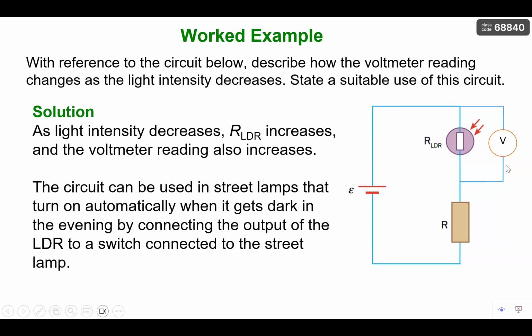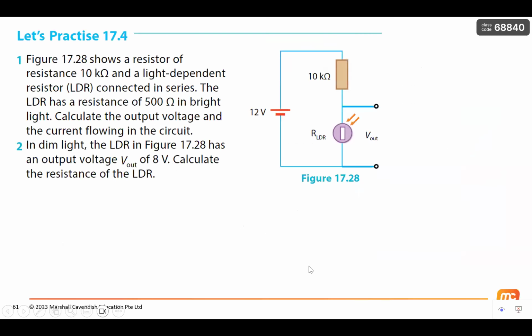Or this one can be connected across. How can it be used? It can be used in street lights. So when the light decreases, the voltage increases, we'll connect this to a street lamp. This street lamp will start to light up because it will have sufficient voltage. So it will automatically light up when it gets very dark in the evening. Okay, so this is how it works.